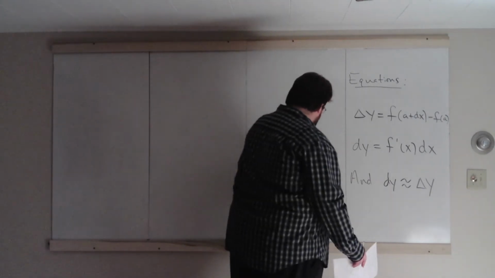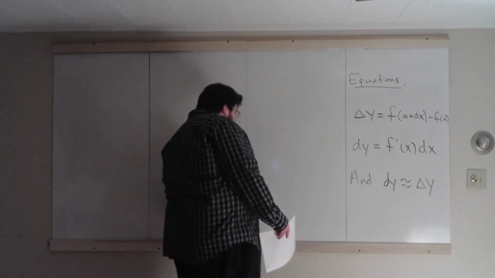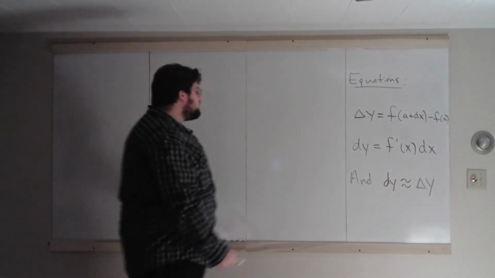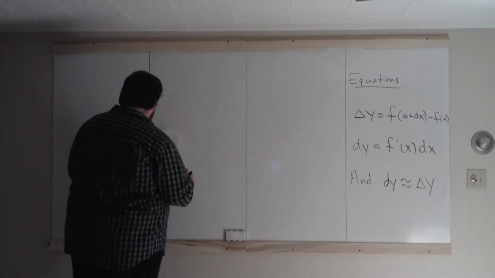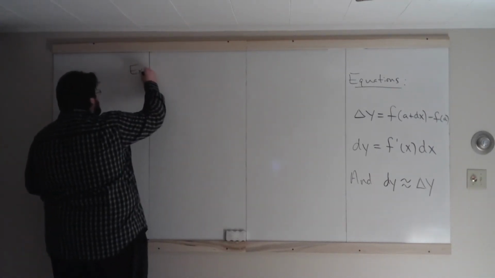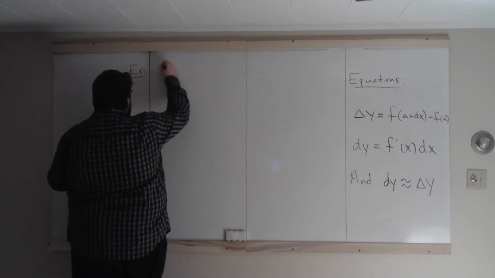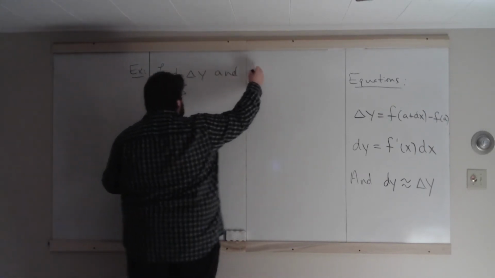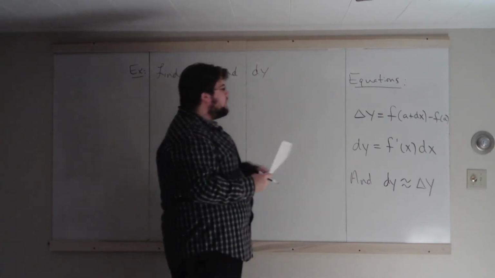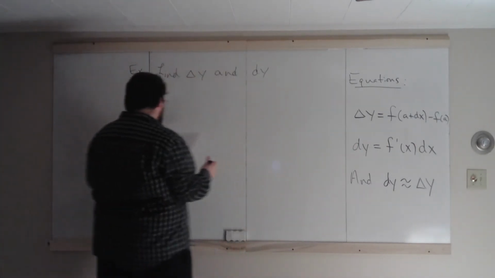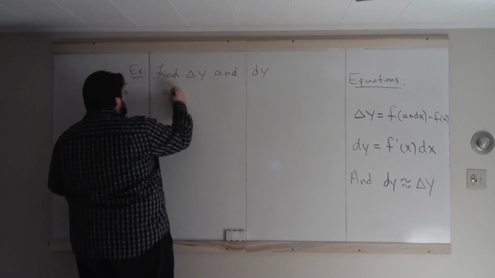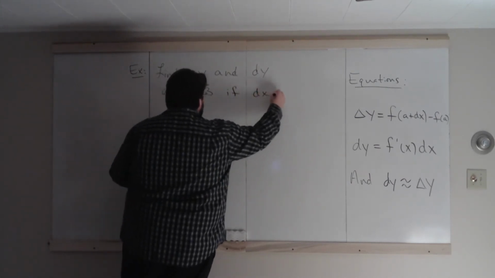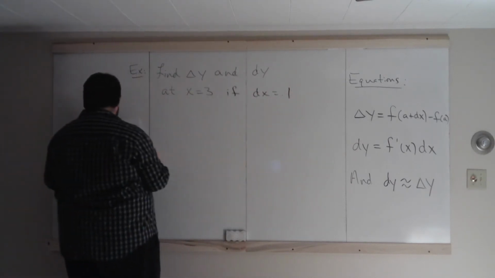Let's erase this. I'm going to need those equations probably. This first equation, of course, is the same as f of a plus delta x, but we're going to use dx. Example. Find delta y and dy at x equals 3 if dx equals 0.1 using this function.